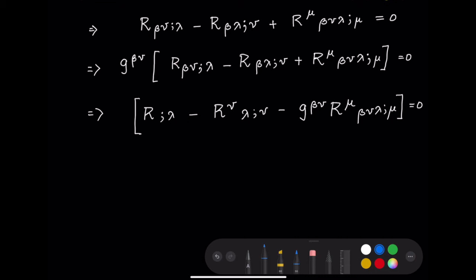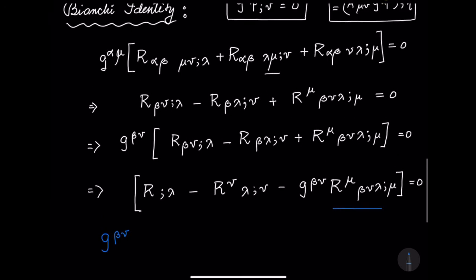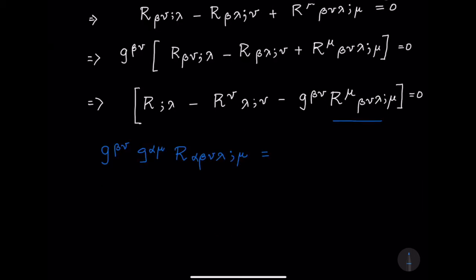I will do this in a different color so that we understand it is an inline calculation. This quantity, this R, we got by doing G alpha mu. So I'm reversing the step, and then R alpha beta nu lambda semicolon mu. Okay, so let's see what we can do. We can exchange the first two indices at the penalty of a minus sign, and we'll see.